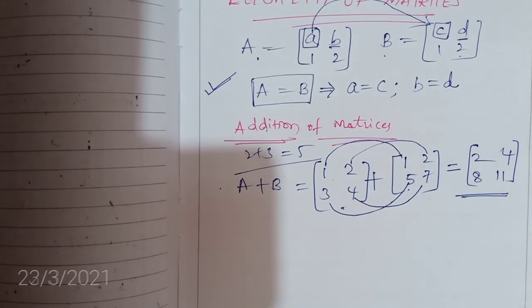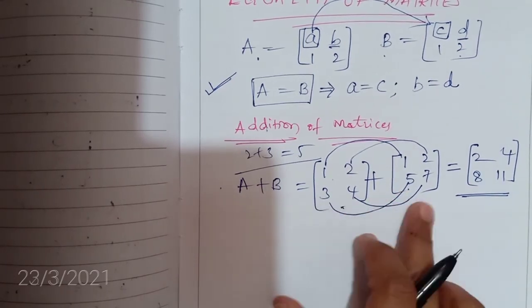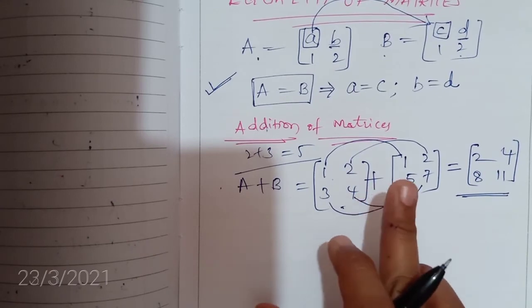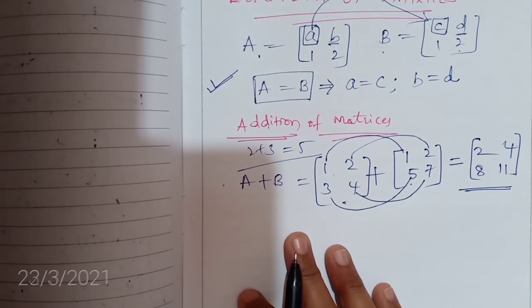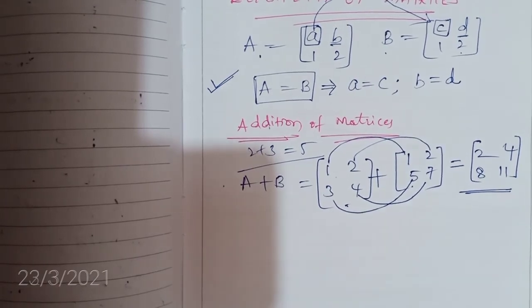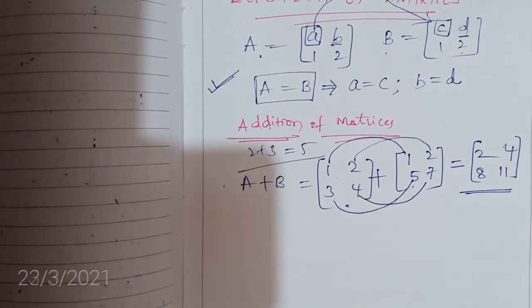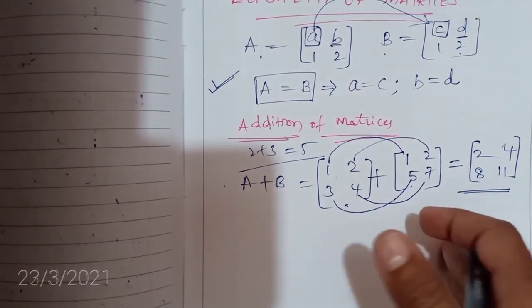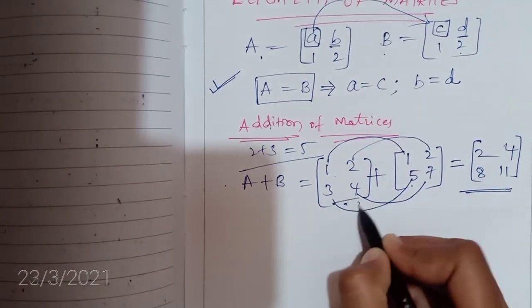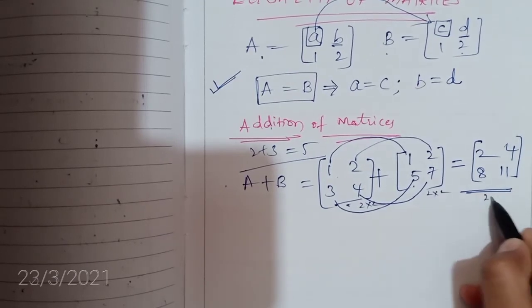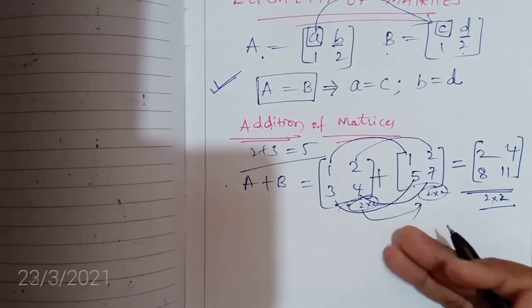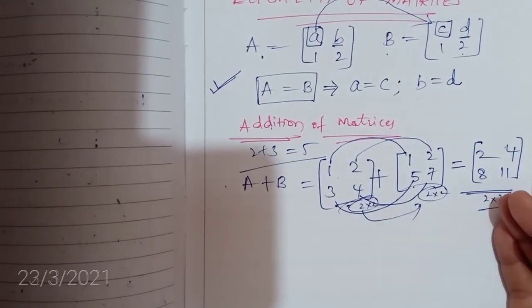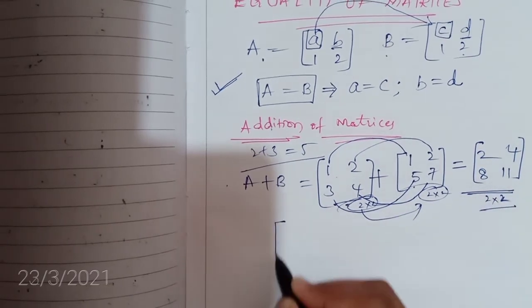Here you can observe one more condition: in order to add any two matrices, they must be of the same order. Always remember this condition. This condition is known as conformability of addition of matrices. Whether two matrices are conformable for addition or not depends on the order of those two matrices. These two are 2 cross 2, 2 cross 2, and the resultant obtained is also 2 cross 2. If they are of the same order, then they are conformable to add, or else you cannot add. Why? Let me take this example.